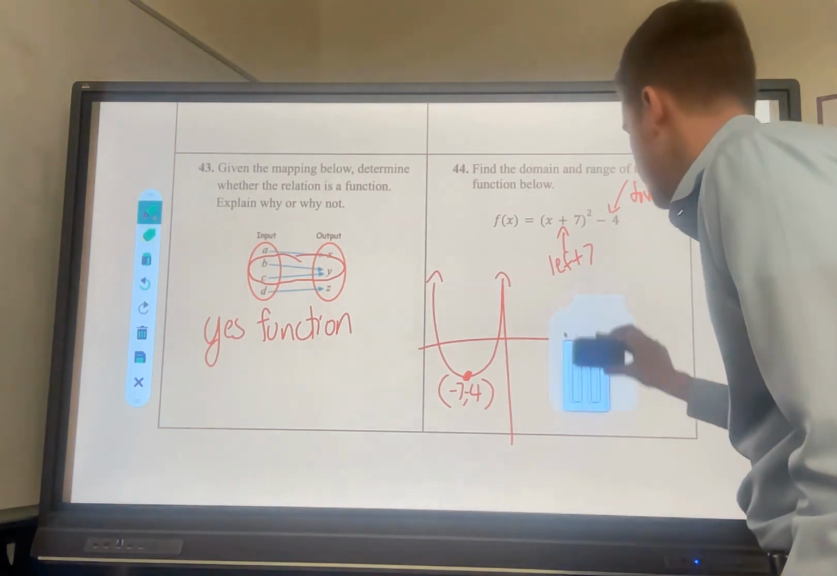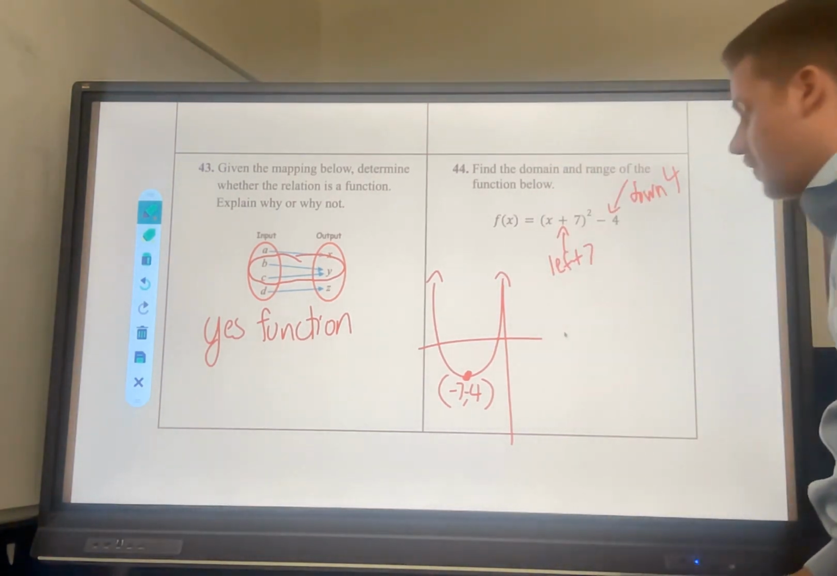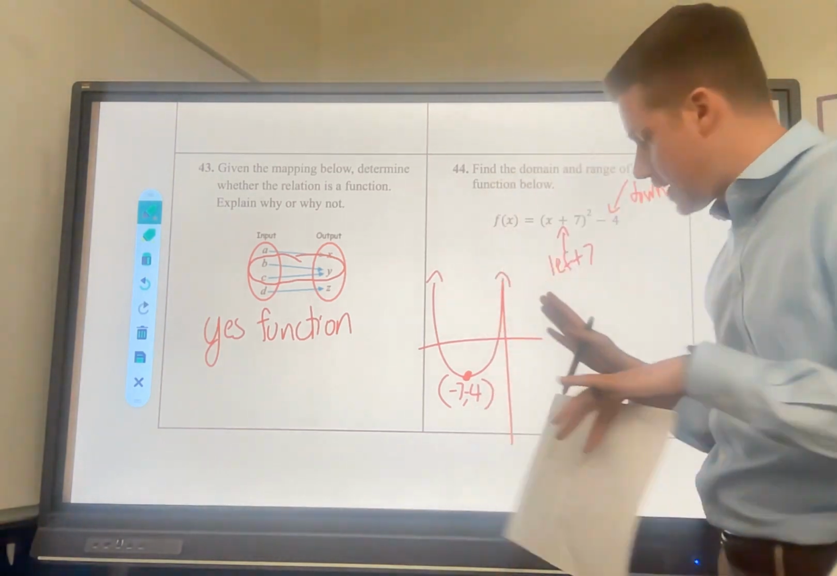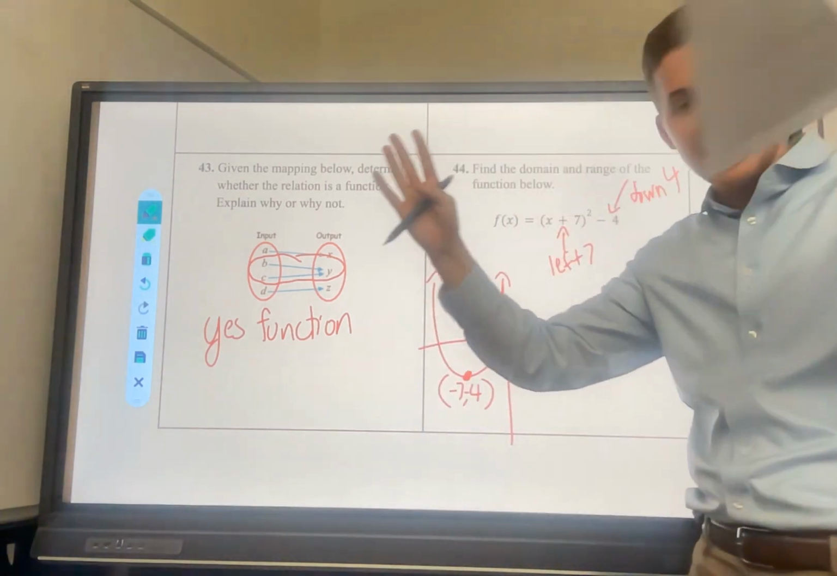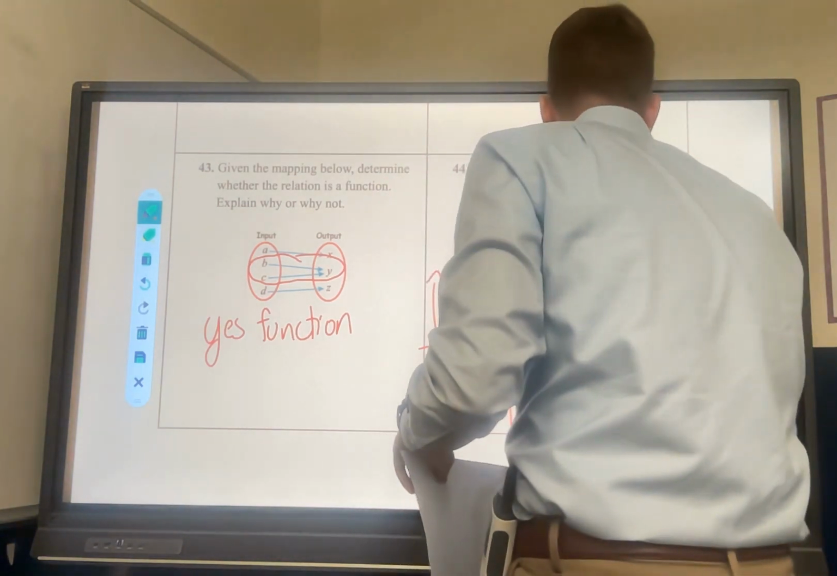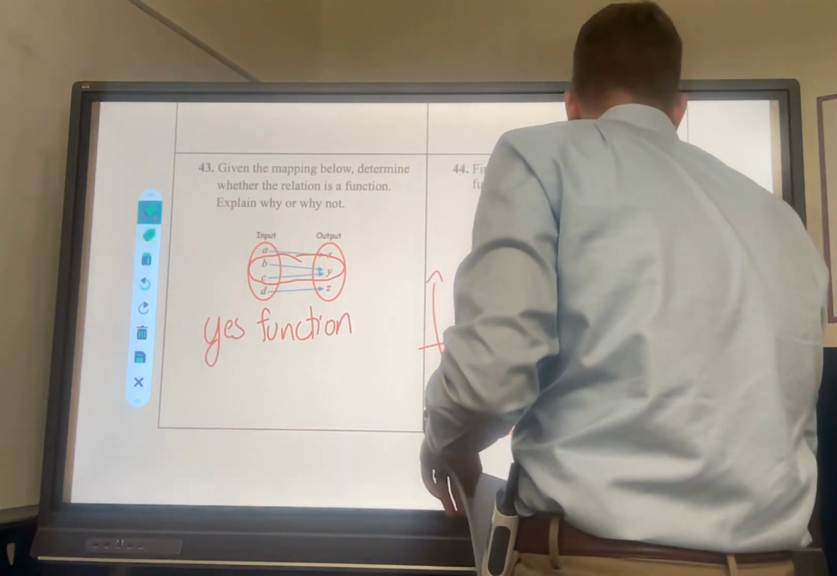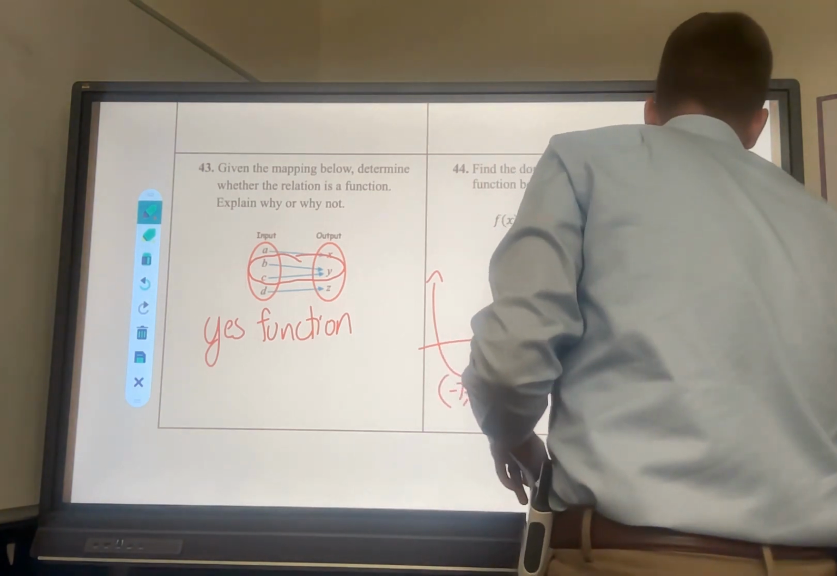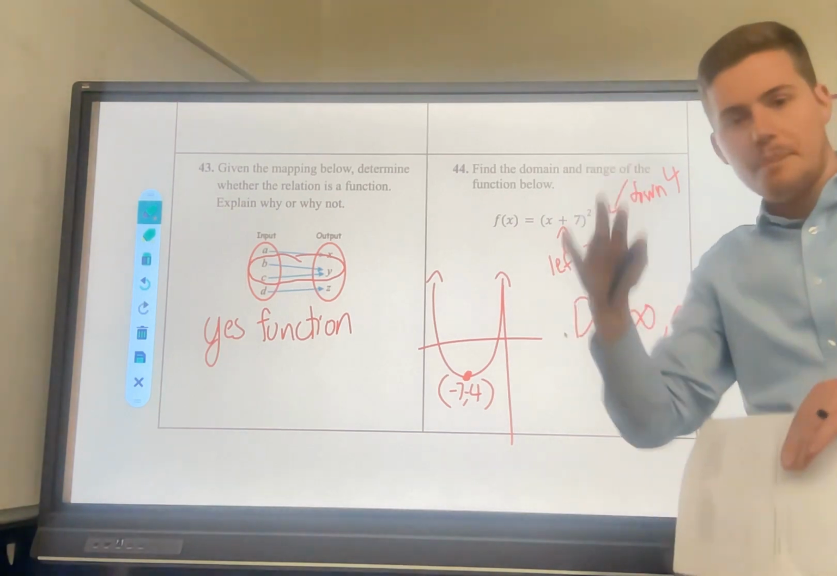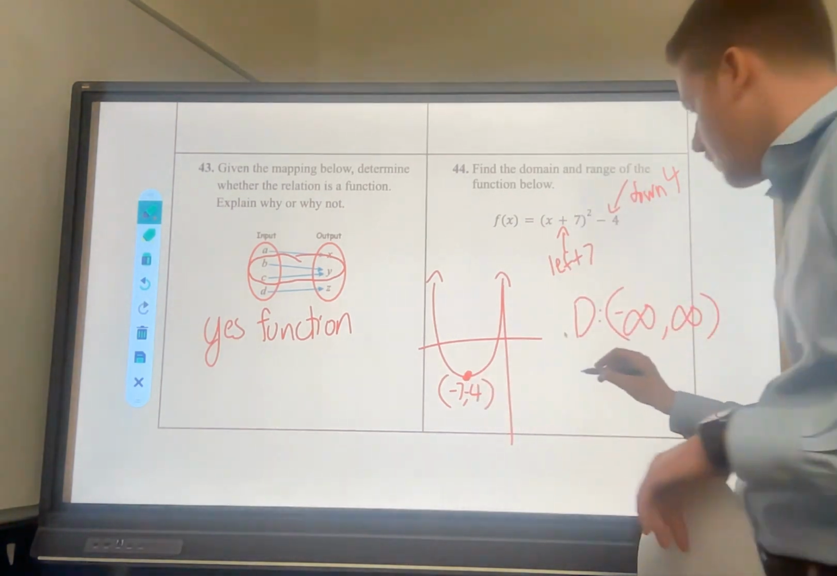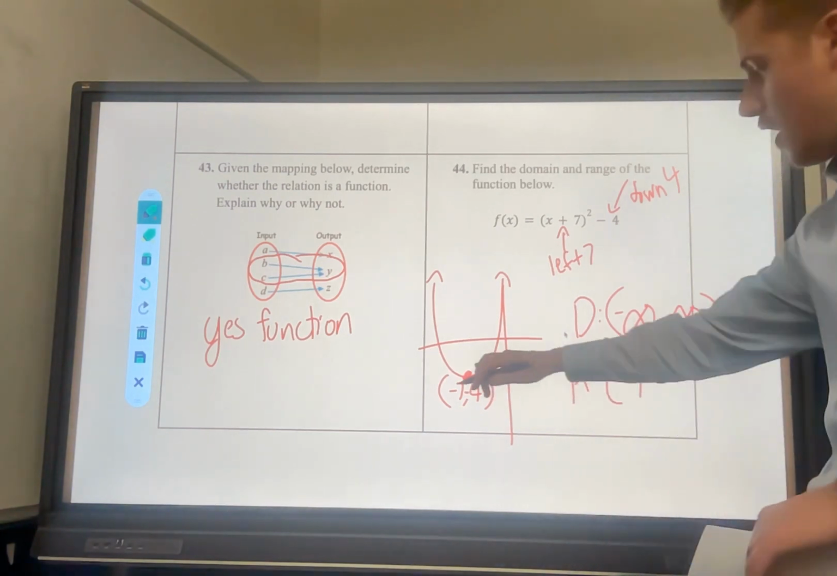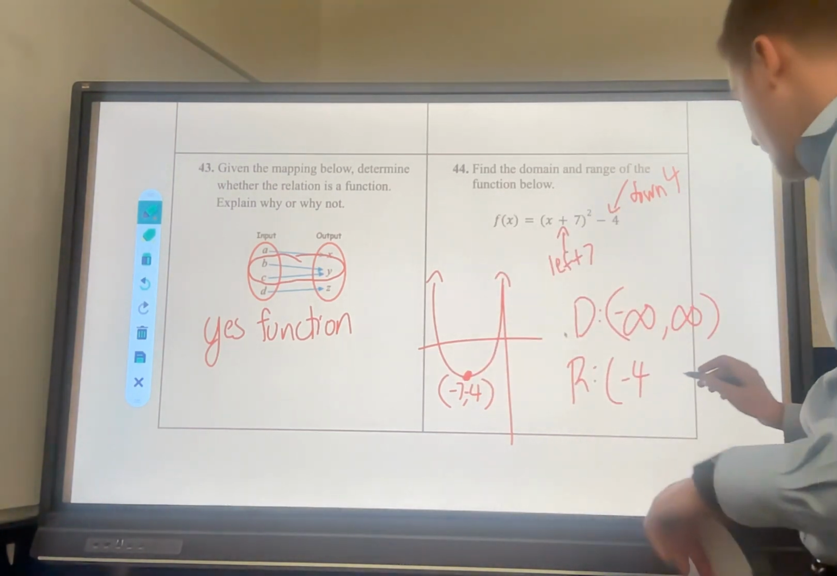All right, let's go and find out what that would be. So our domain is going to be all real numbers because our parabola extends infinitely far to the left and to the right. So our domain is negative infinity to positive infinity. And our range, from bottom to top, well, our lowest y value is negative 4, and our highest y value is infinity.